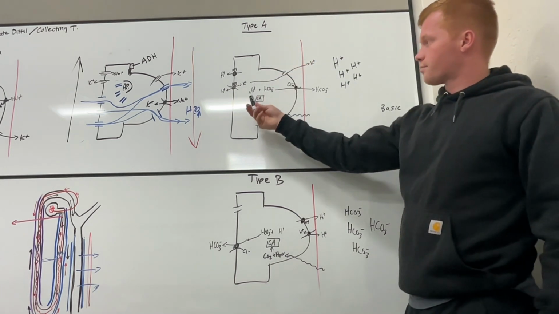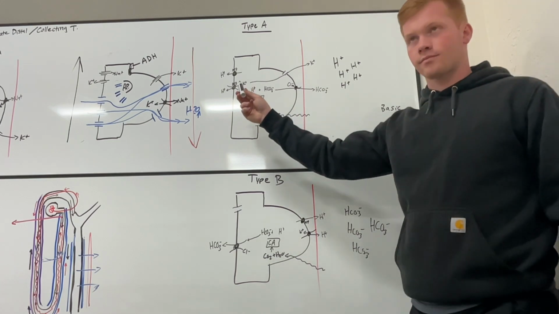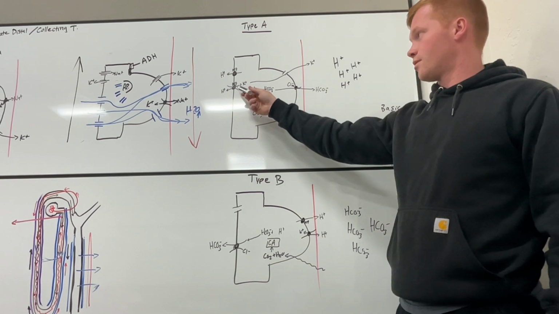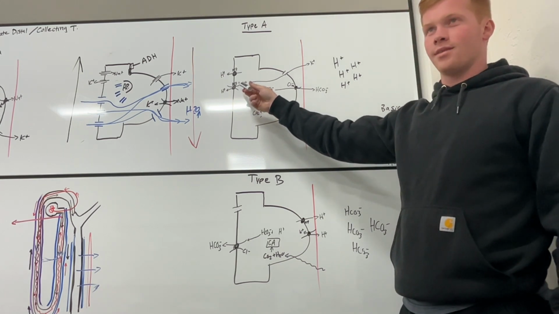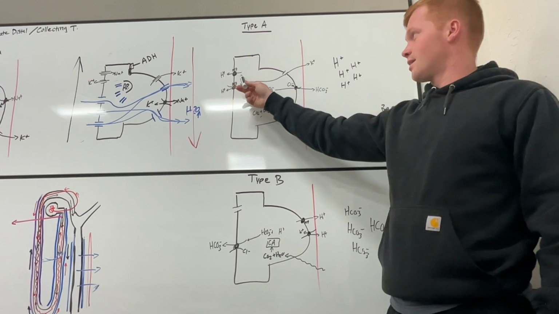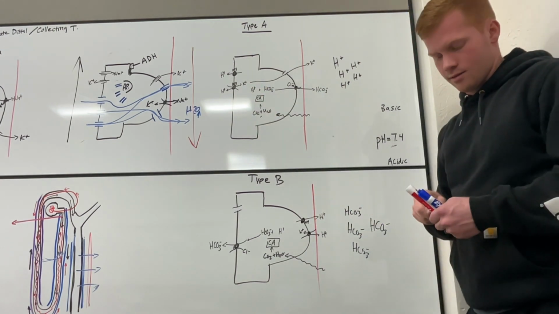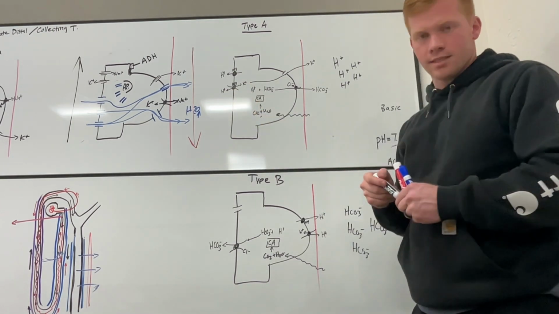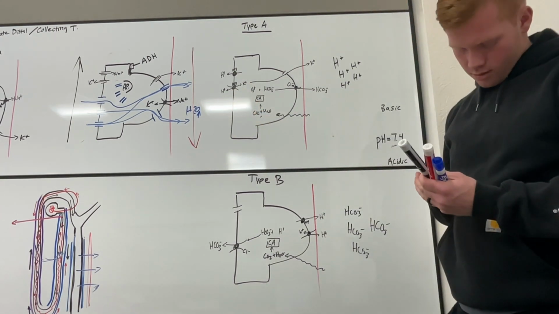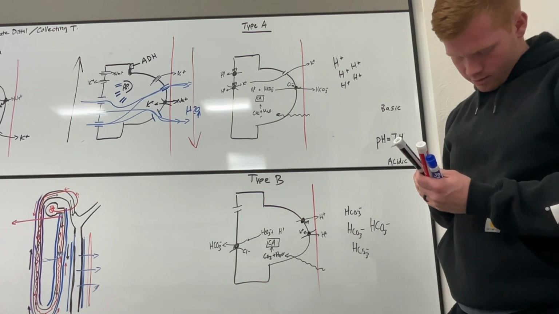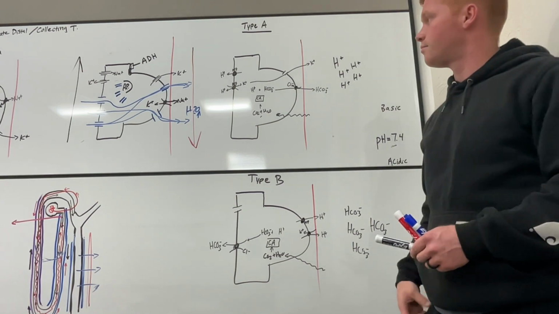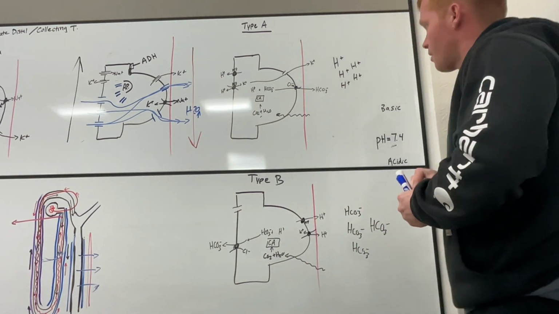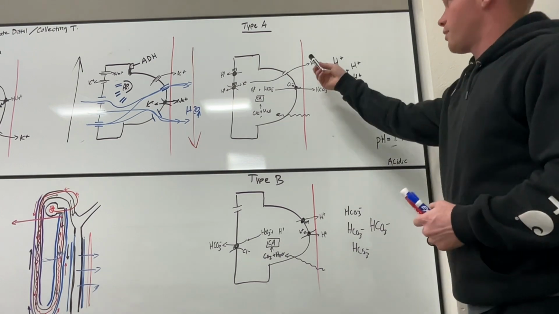But then the H, which is more acidic, is going to get pumped out through an ATP pump with the potassium. And it can also be pumped out through an ATP pump for just hydrogen. But either way, hydrogen is going to get pumped out. It's going to be put into the tubule, in the lumen of the tubule. It's going to get excreted. We're going to get rid of it. That's just if we have acidic blood.